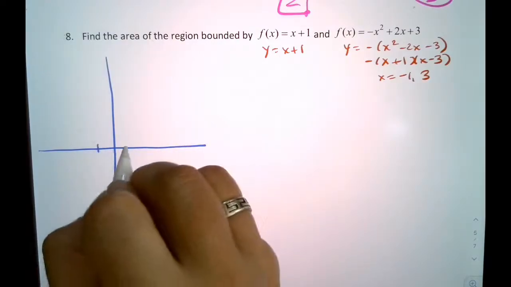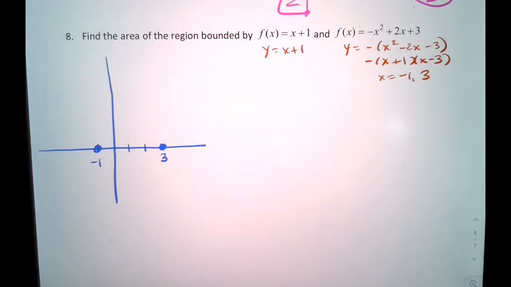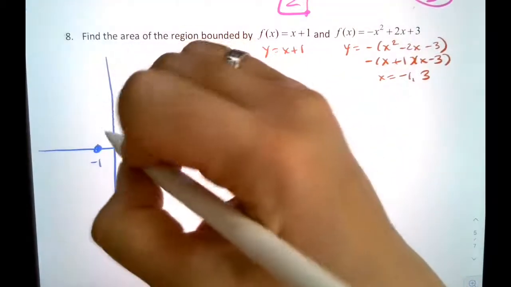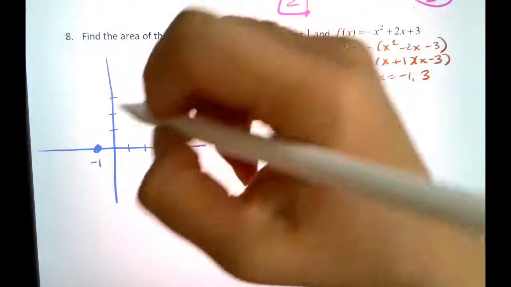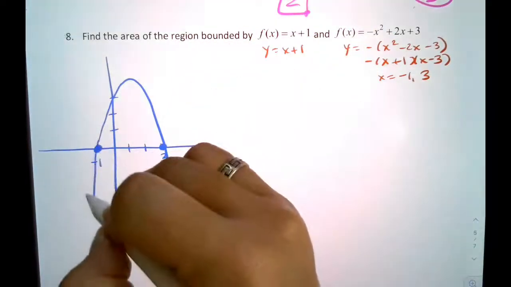So -1 to 3, and it's a parabola that opens down. If I wanted to be even better about it, I'll say, well, the y-intercept is 3. If I put 0 in for x, I get 3. So I guess I could plot that if I wanted to. Okay, upside down parabola.